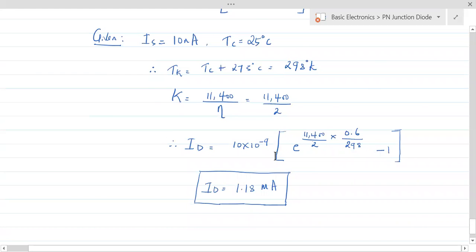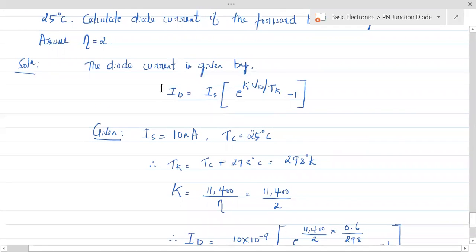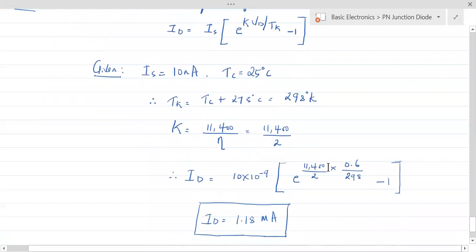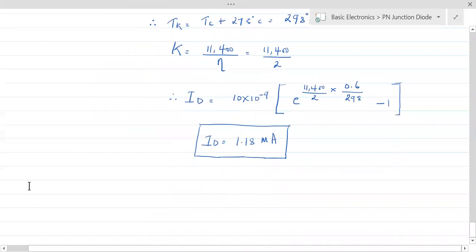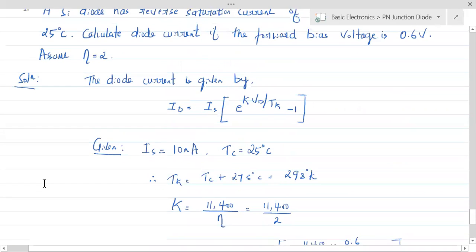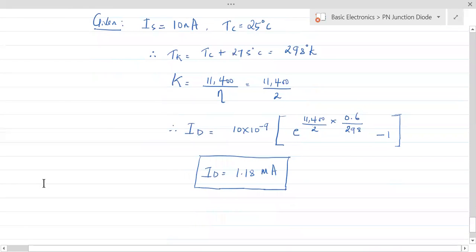This is a straightforward problem. If you remember this particular equation, and if you know how to deal with the constant K, 11,400 by eta, the applied voltage and the temperature in equilibrium, it's straightforward substitution and obtaining the diode current. Now let's see the second problem. Everybody, copy it down. Second problem for you, everybody.